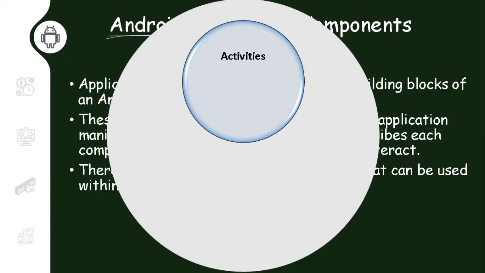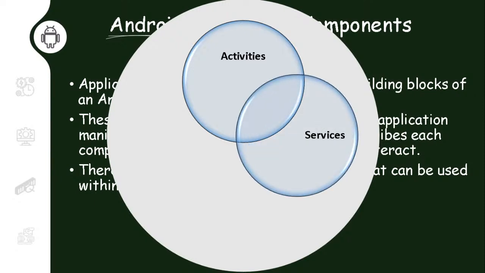Activities represent a single screen of a UI, like when you design your Android application. A single screen, what you see on your mobile screen, is represented as an activity. You can make an application with multiple activities, but when you see a single screen on your mobile device, it represents a single activity.